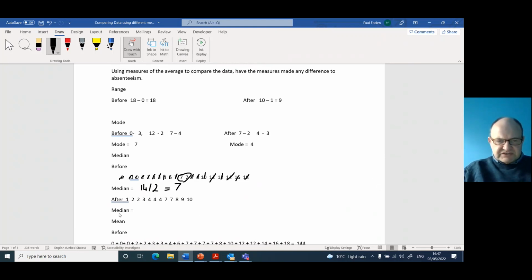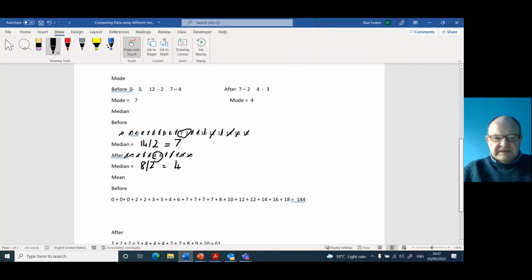With the other set of data, do exactly the same, pair them up: 1 and 10, 2 and 9, 2 and 8, 7 with 3, 7 with 4, and I've got 2 4s in the middle. We can add those up. It'll be 8 divided by 2, and of course it'll be 4. So my median has gone down from 7 to 4. It looks as though these measures have made a difference, haven't they?